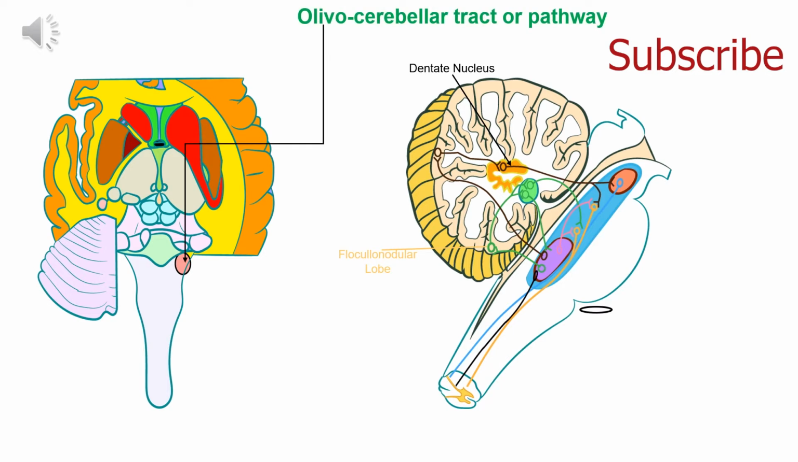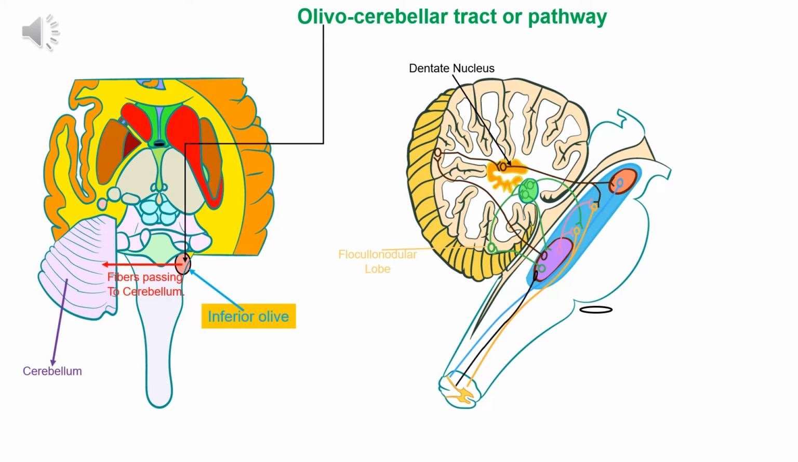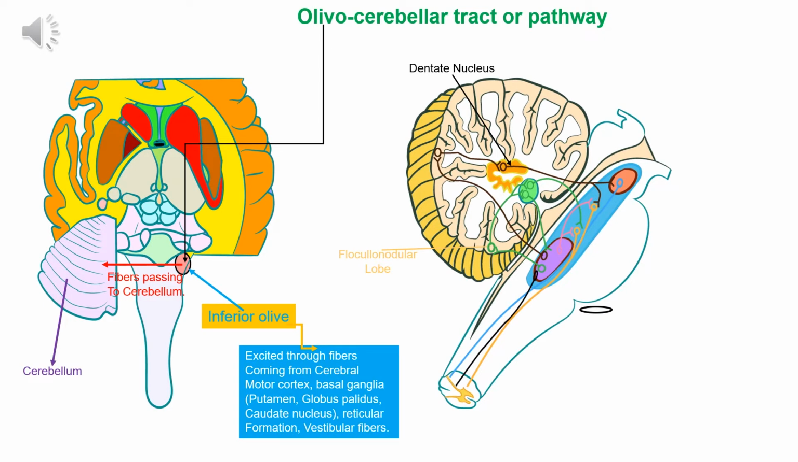Olivo-cerebellar tract. It originates and is present at both sides of the brainstem and passes from inferior part of the olive to all parts of the cerebellum. And this tract is excited by the fibers coming from cerebral motor cortex, basal ganglia, reticular formation, and spinal cord vestibular fibers. And some of these fibers originate in vestibular apparatus and brainstem vestibular nuclei.